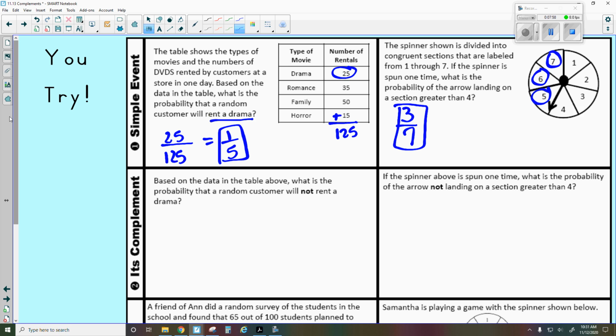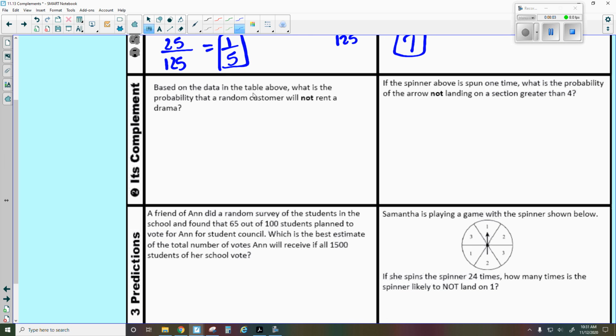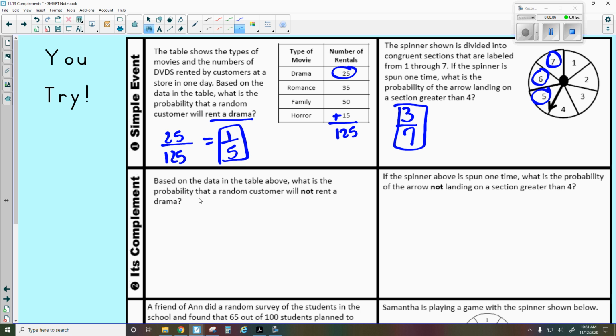Let's look at problems that are complement probability. Based on the data in the table above, what is the probability that a random customer will not rent a drama? Okay, so we know it's going to be 1 minus 25 over 125. And actually, we simplified that to 1/5. So let's go ahead and use that. 1 minus 1/5, and that gives you 4/5.